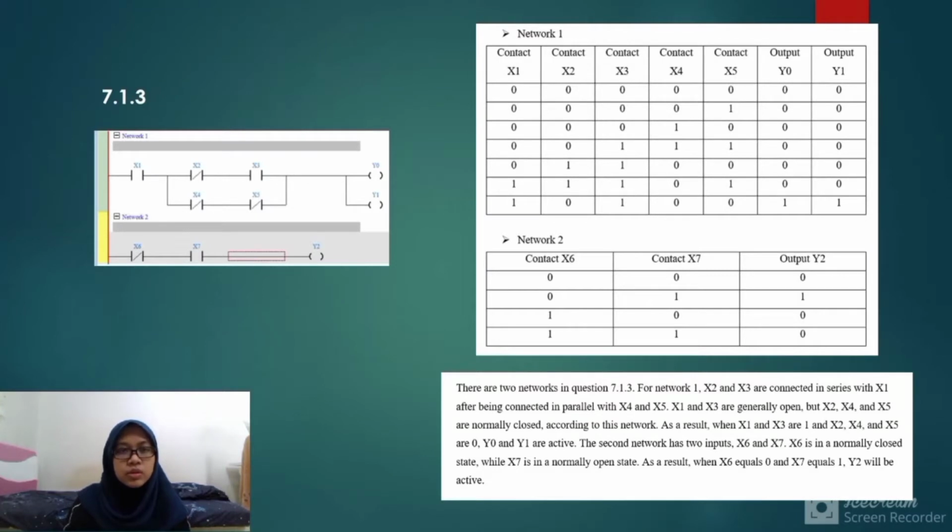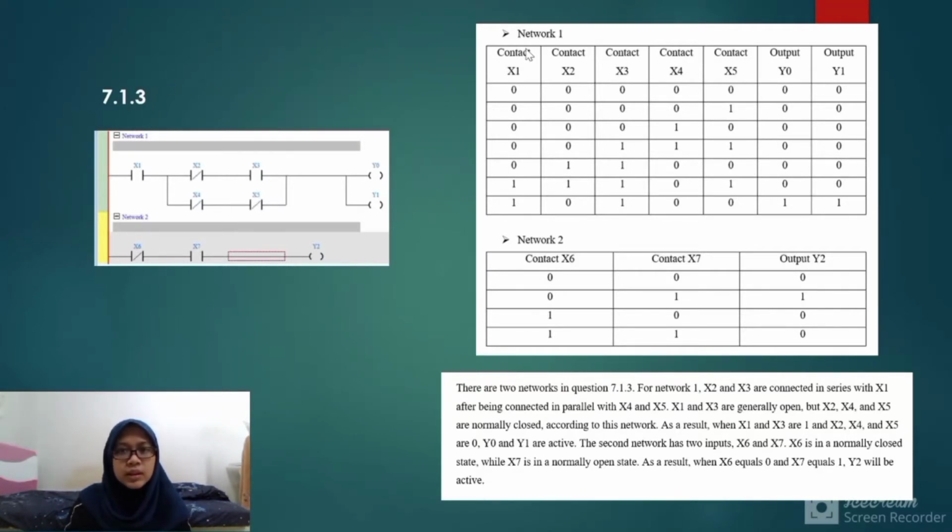So for question 7.1.3, as you can see, this is the question. In this question, we have network 1 and network 2. Network 1 contains X1, X2, X3, X4, X5, and outputs Y0 and Y1. Network 2 contains X6, X7, and output Y2.